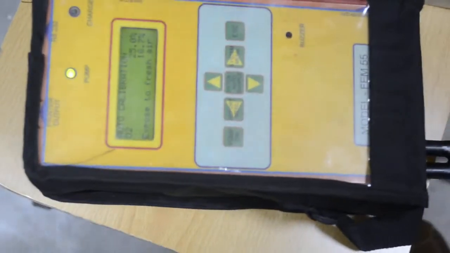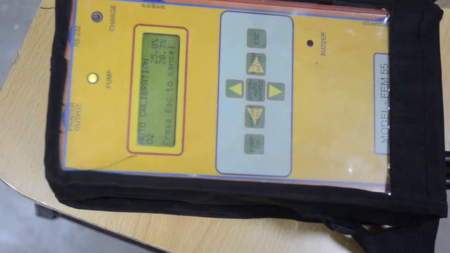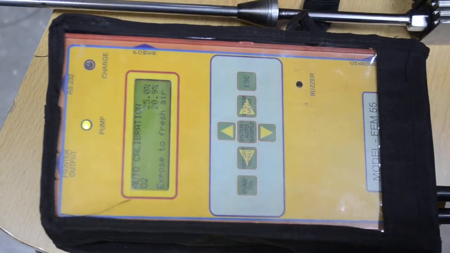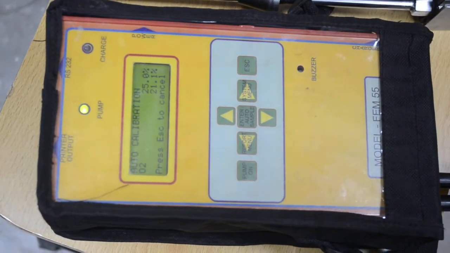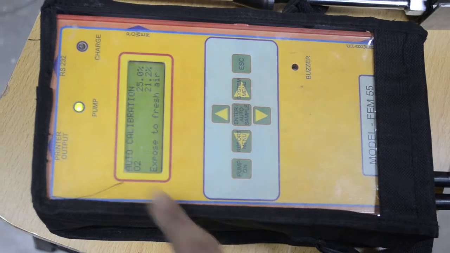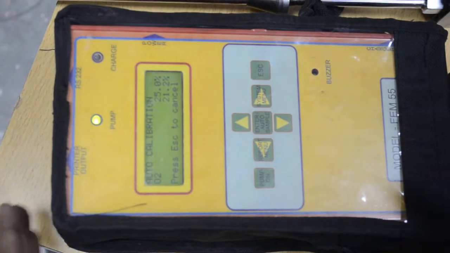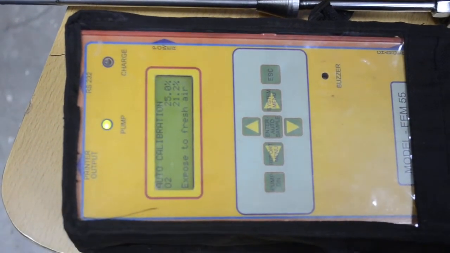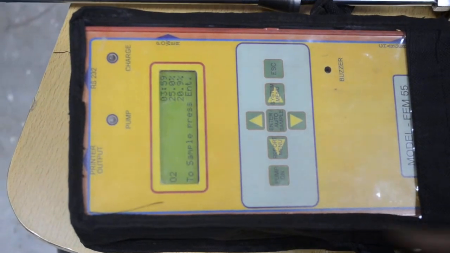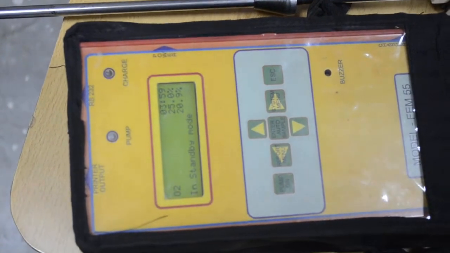Once it switches on, it shows that it is in the auto calibration mode. When it shows auto calibration mode, that means it removes all the previously taken exhaust gases, and it calibrates with fresh air. Once the pump is off, that means this device is ready for measurement. So now the pump is off, and it is ready for measurement.